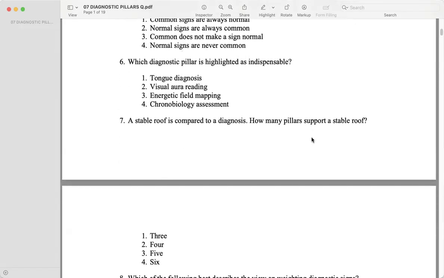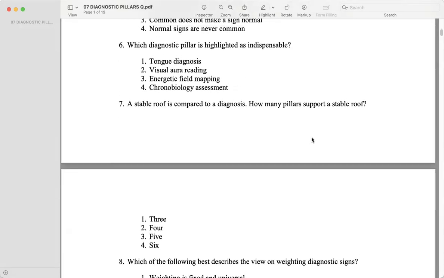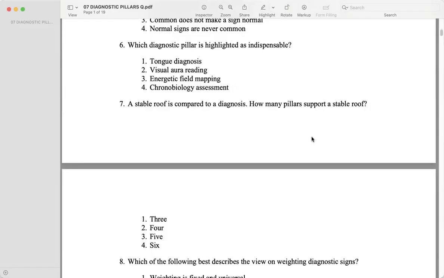Which diagnostic pillar is highlighted as indispensable? Tongue diagnosis. Tongue diagnosis, that's why we all have to study it, no? Because if we do not do tongue diagnosis, you do not have the capacity to practice. In fact, we need to really work hard on improving our skill.